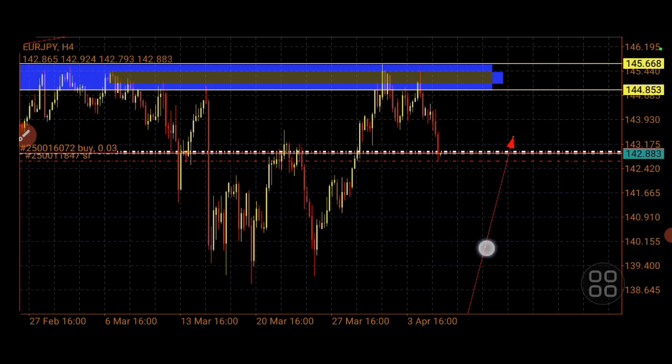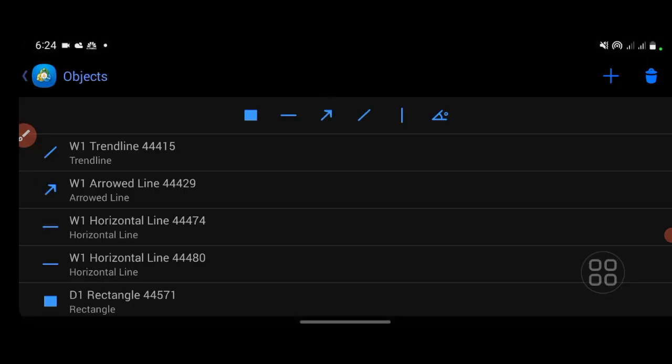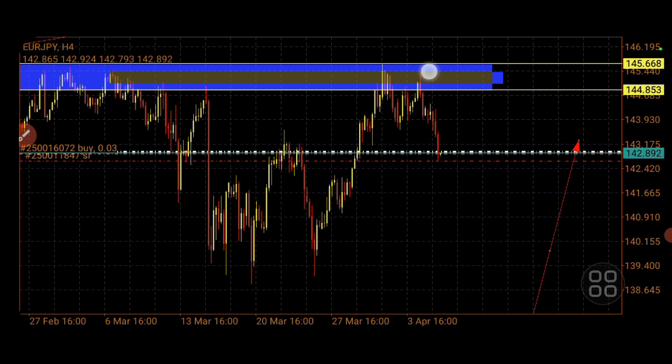So let me check how many pips I've been able to make from this since Monday. 240 pips, clean, one direction. So you need to know how to look for direction also.